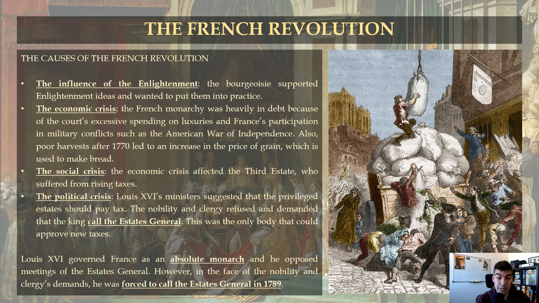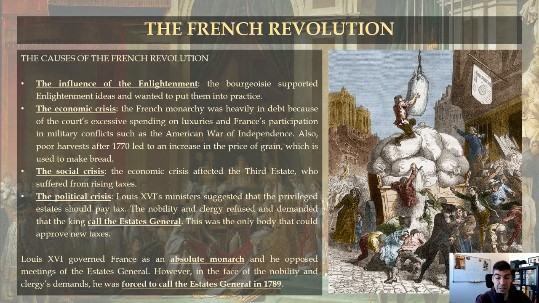And then the political crisis, because to solve this problem, Louis XVI's ministers suggested, Louis XVI was the French king at that time, in the late 18th century, they suggested that the privileged estates, the first and the second, nobility and clergy, should pay tax. They, of course, refused and demanded that the king call the States General. Remember, that is the Parliament of France. And why did they do that? Because the Parliament was the only one allowed to pass or raise new taxes.